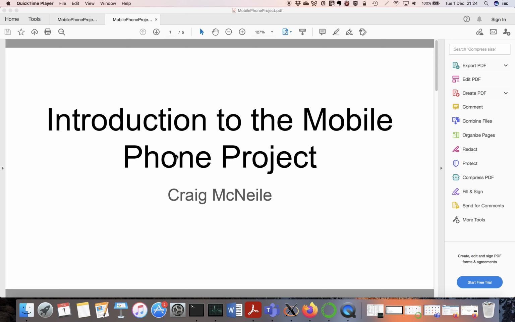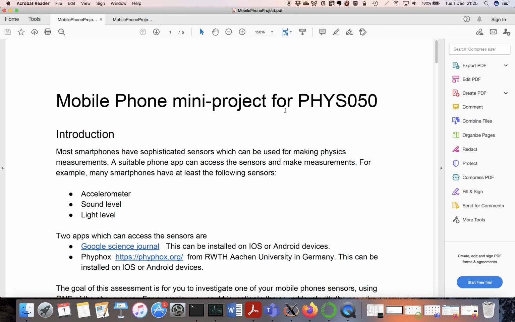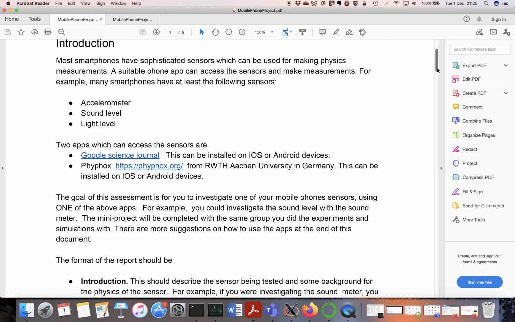To the mobile phone project. So in this presentation I'm going to just focus on how to get ideas for the project. There's a detailed document with links about the different apps.